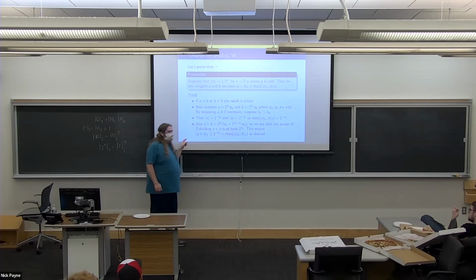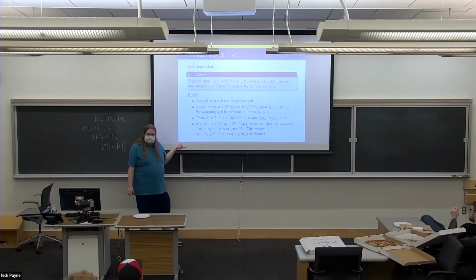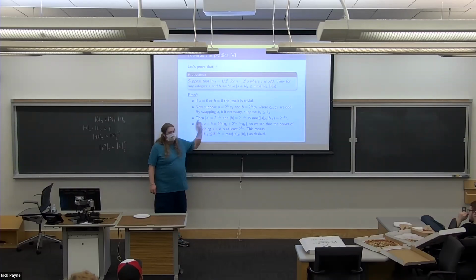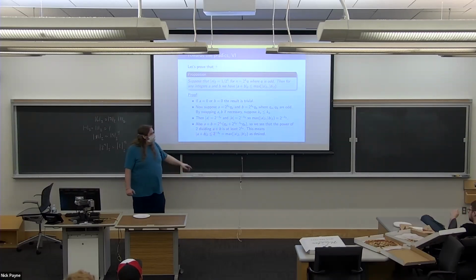And so that means that its size with respect to this thing is at most 2 to the minus ka, because if I have a bigger power of 2, then this would get even smaller. So the smallest possible power of 2 I can have is this one that's here. And well, hey, wait a minute, that's exactly the maximum. So there you go, done.